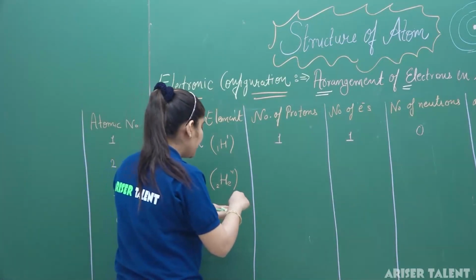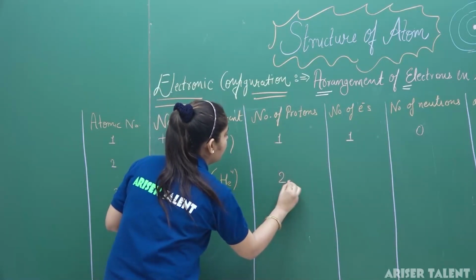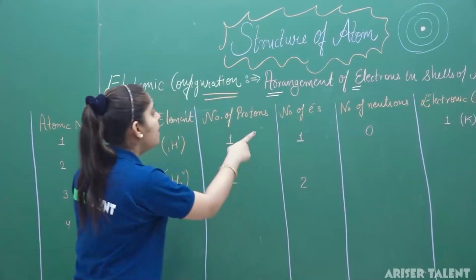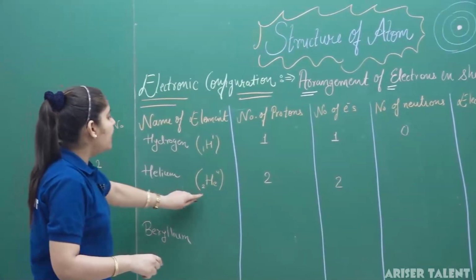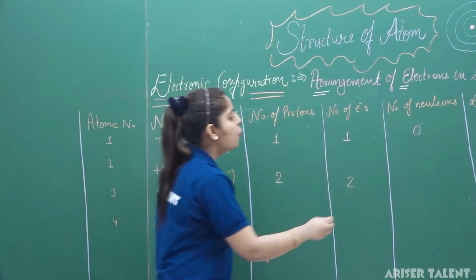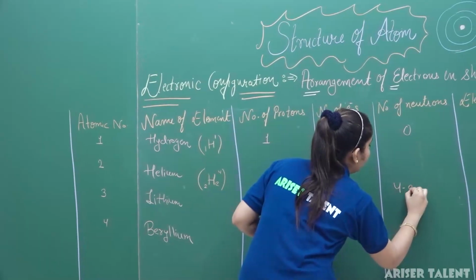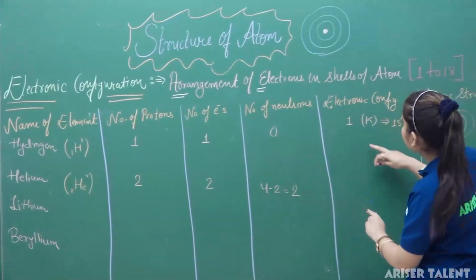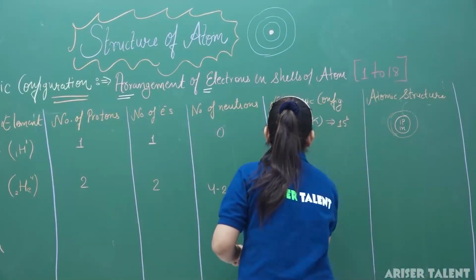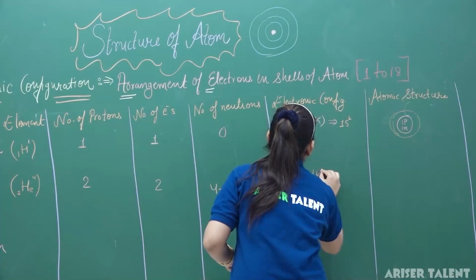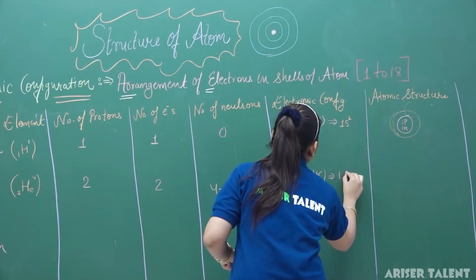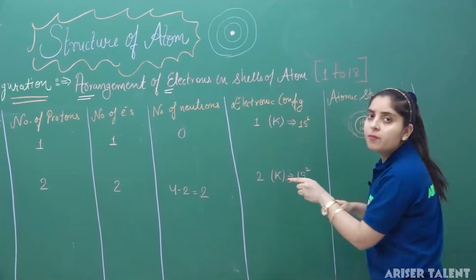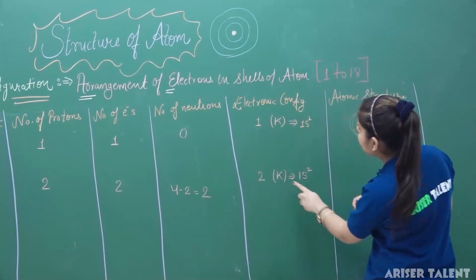So the number of protons here will be 2. Number of electrons is the same as the number of protons, and the number of neutrons will be calculated by n is equal to A minus Z, that is 4 minus 2, and it is equal to 2. Now we want to write the electronic configuration of helium. It has 2 protons, so it will again be accommodated in the K shell and the electronic configuration will be 1s2, because the K shell has a capacity of maximum 2 electrons. So 2 electrons will be distributed in this.